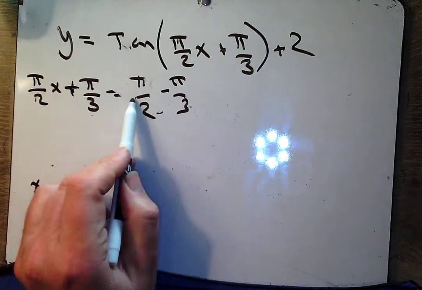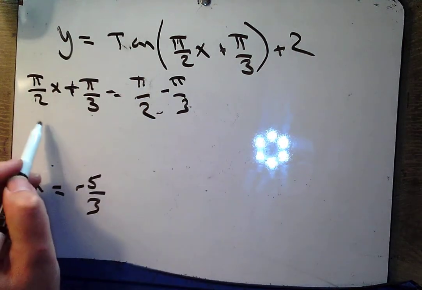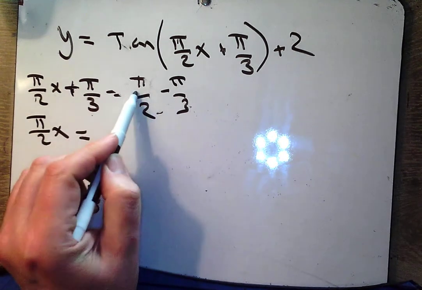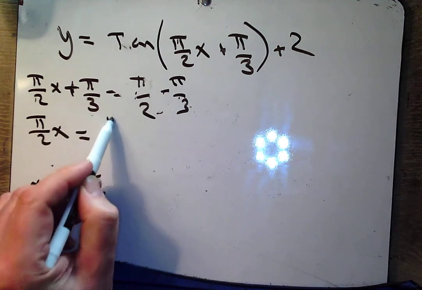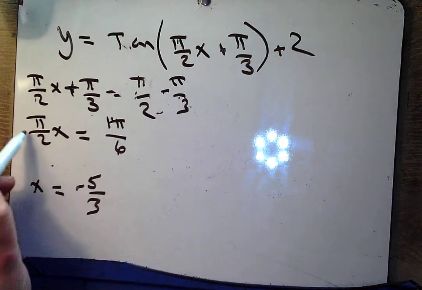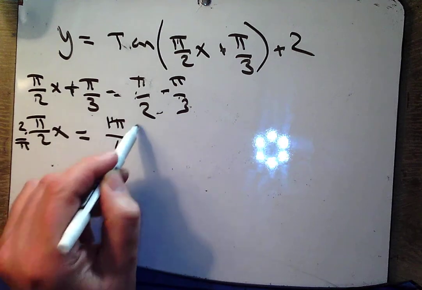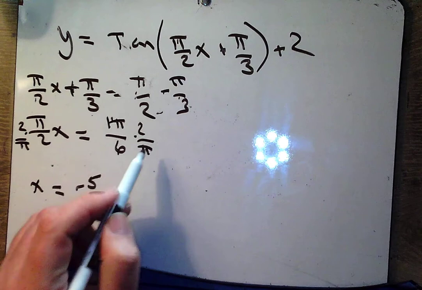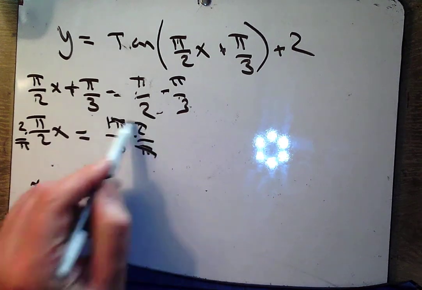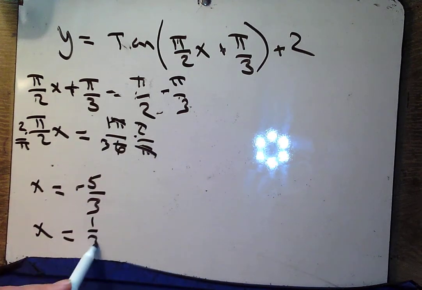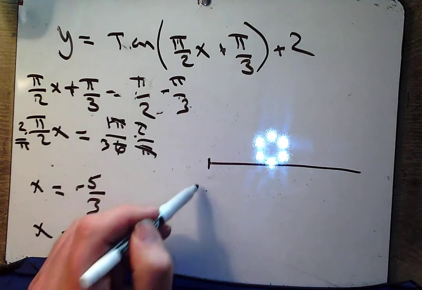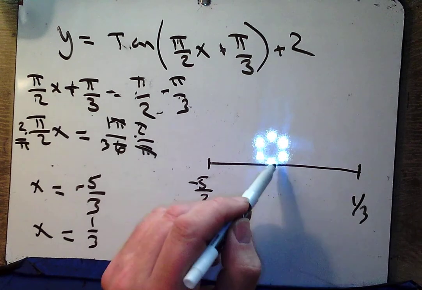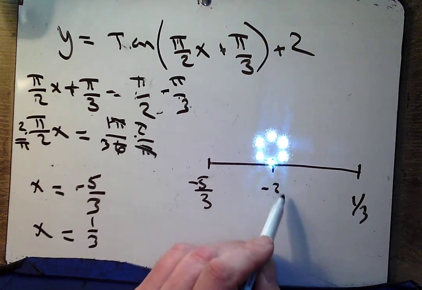So now we're going to do positive pi over 2. And that's going to get us pi over 2x equals 3 pi over 6 minus 2 pi over 6 is 1 pi over 6. And if I multiply both sides by 2 over pi, I'm going to get x equals, this cancels this here, 1/3. Okay, so negative 5/3, 1/3, halfway in between, negative 2/3.